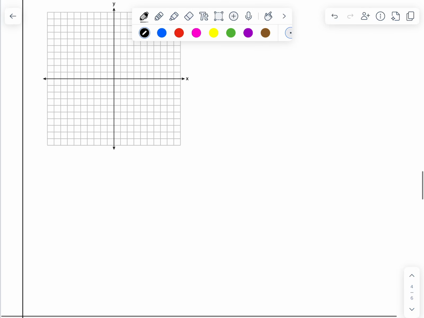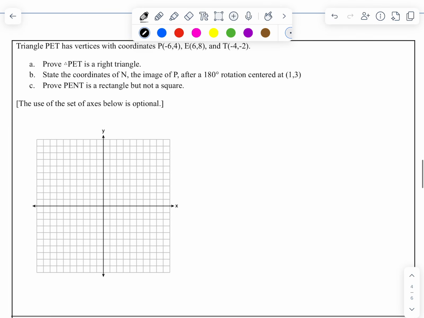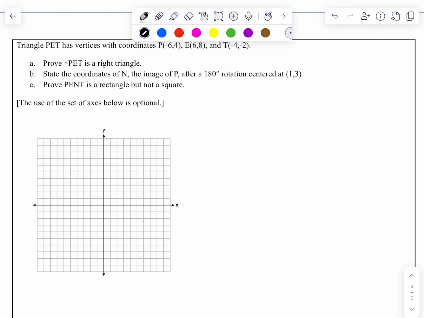Okay, we have one more question to go in this video. And I'm going to just take a moment and graph the triangle. There we go. And first, we're going to prove that triangle PET is a right triangle.